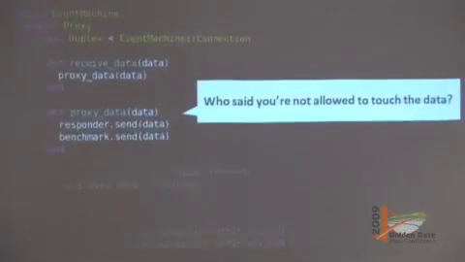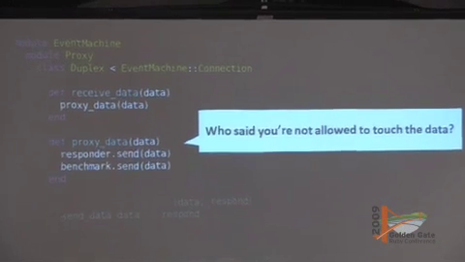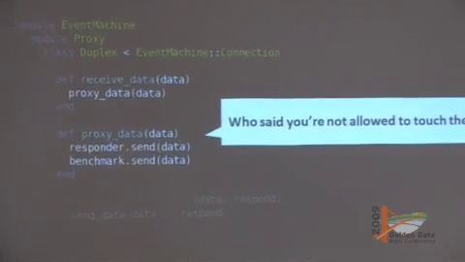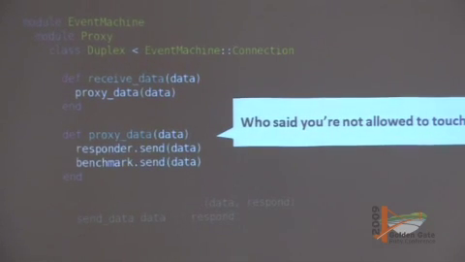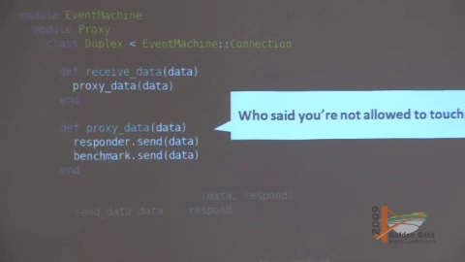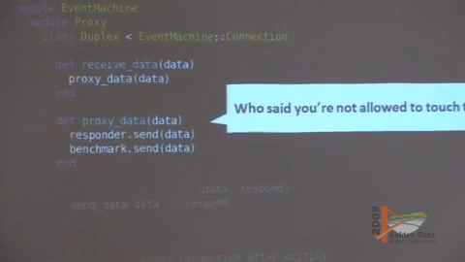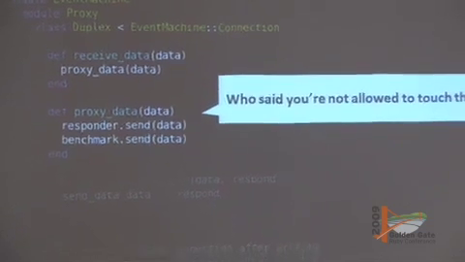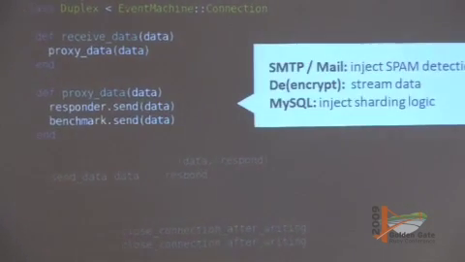Validating proxy. And if you remember this slide, we're proxying data to the responder and benchmark. The transparent proxy will just pass the data right through, but who said you can't actually touch the data? You can do all kinds of interesting stuff with the data at this point, right?